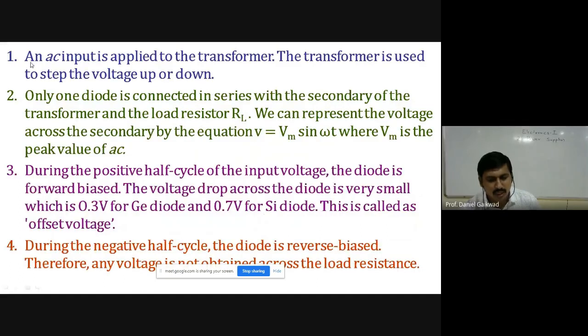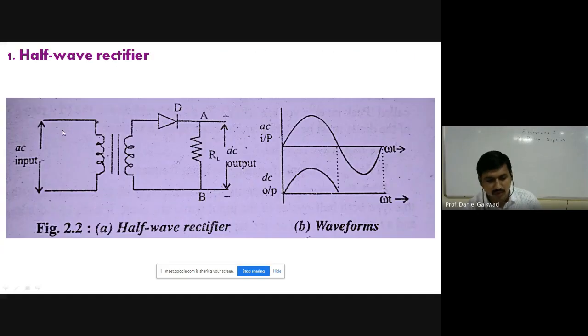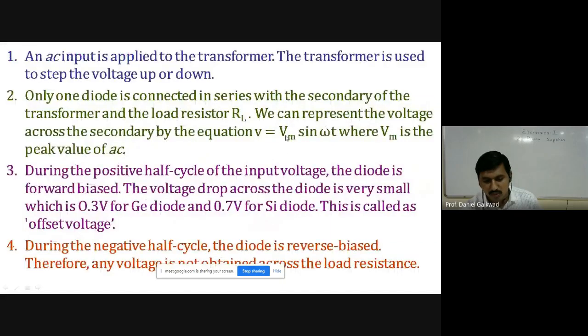Number first: an AC input is applied to the transformer. The transformer is used to step the voltage up or down. Now only one diode is connected in series with the secondary of the transformer and the load resistance RL. So we already have the diagram. The secondary is connected in series with the diode and load resistance, and the circuit is complete. That is the second point.